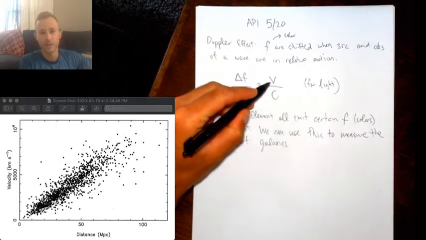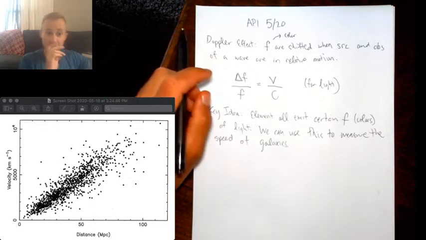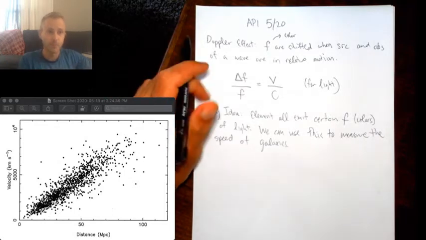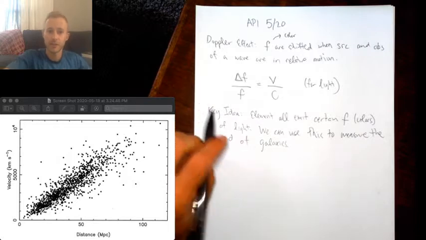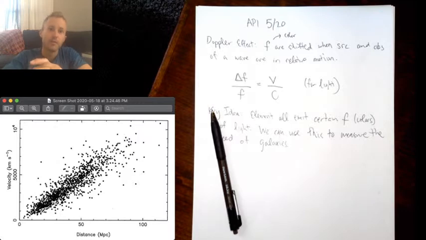And then we can use that to solve for the velocity of the galaxy. Okay? So we did that, and I'd like to direct your attention to the lower left-hand corner of the window here, where I have a graph where they've graphed the velocity of the galaxy versus the distance that the galaxy is away from us.